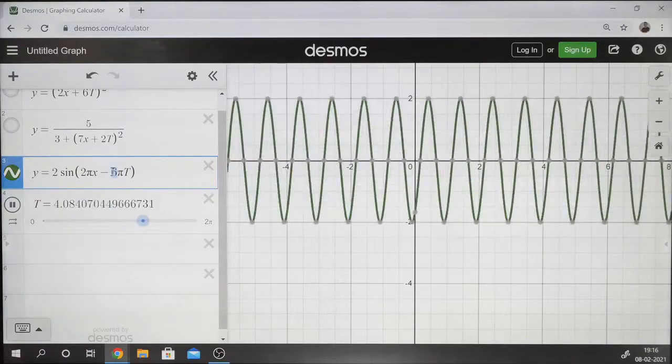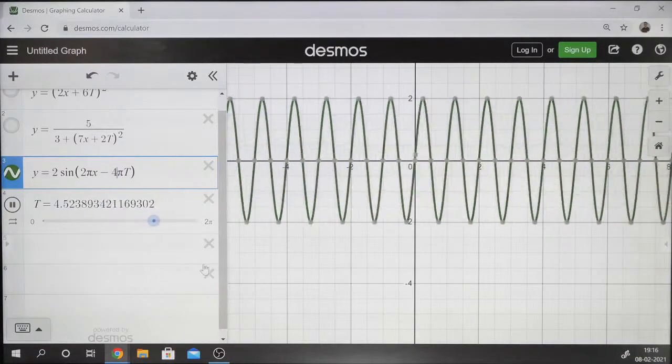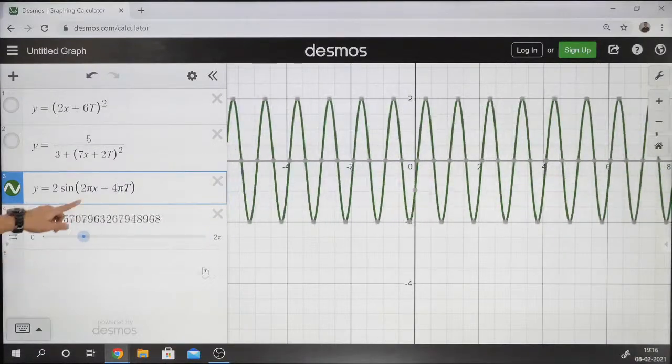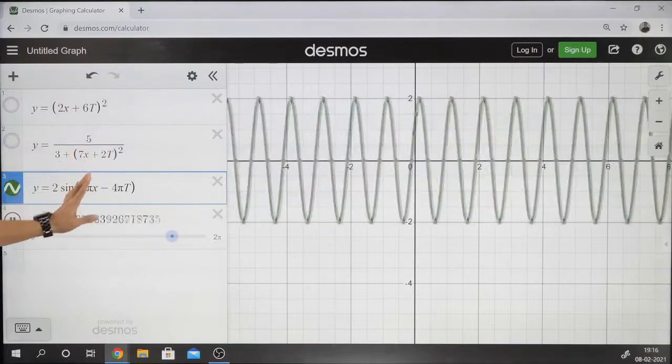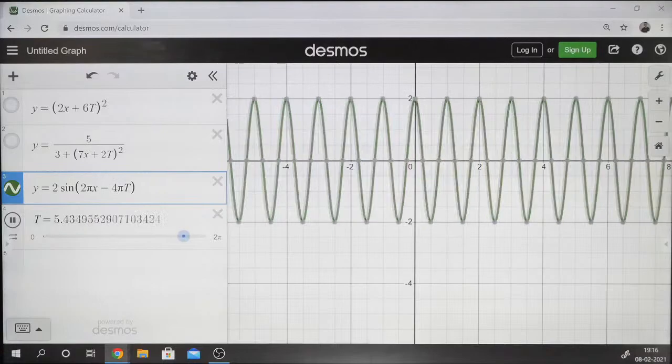Do you see that? I can reduce the speed by making this 6 pi as 4 pi. Now it will go slowly because 4 divided by 2 is 2. So it will go at 2 meters per second. I hope this is clear.